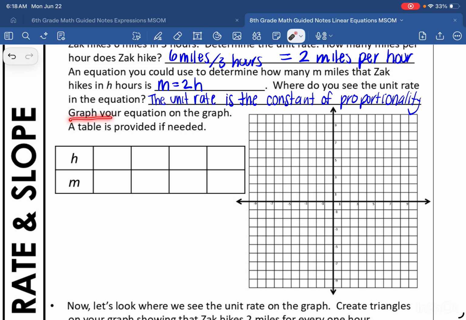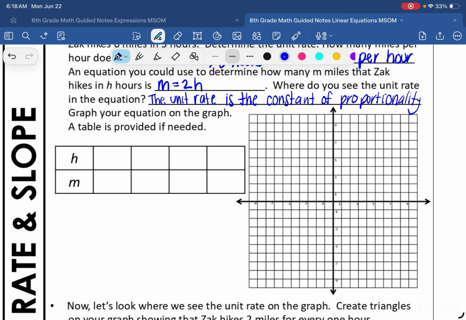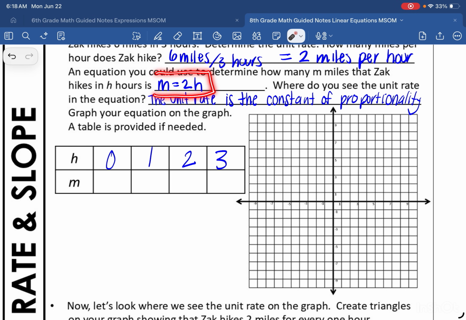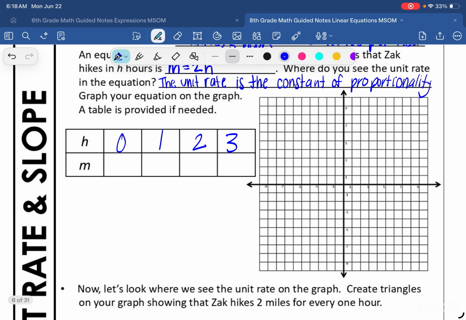Graph your equation on the graph. A table is provided if needed. So let's say my hours are going to be 0, 1, 2, 3. Here's my equation right here. m equals 2h. Zach hikes for 0 hours. He goes 0 miles. 1 hour would be times 2, so 2 miles. 2 hours times 2 is 4. 3 hours times 2 is 6.